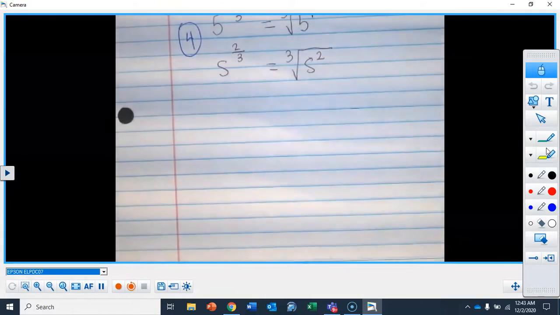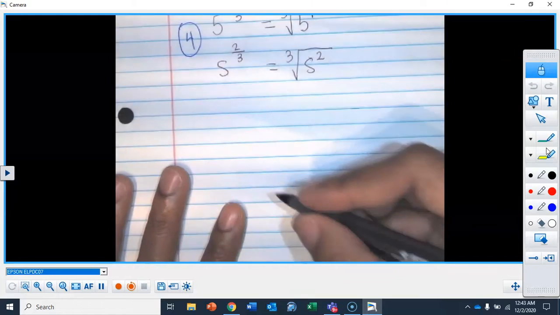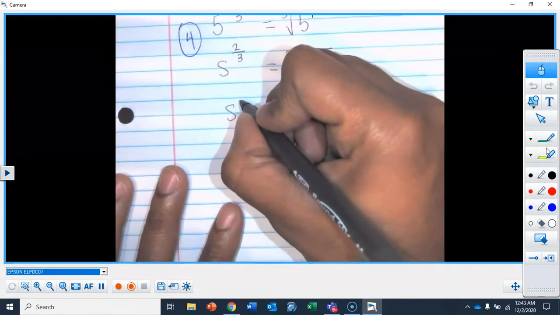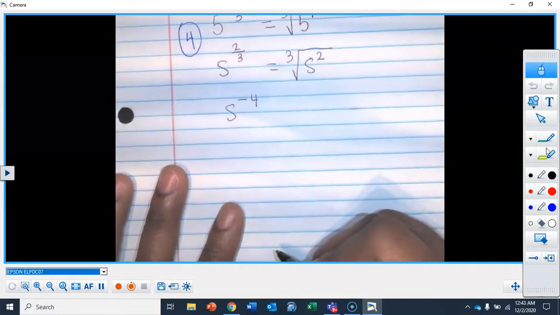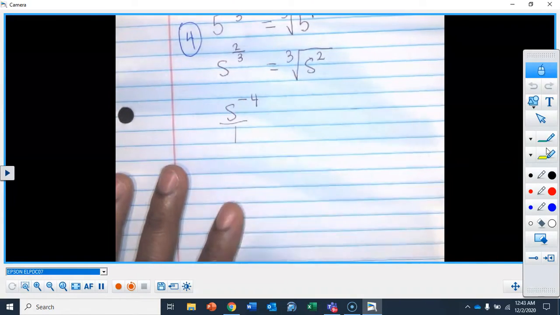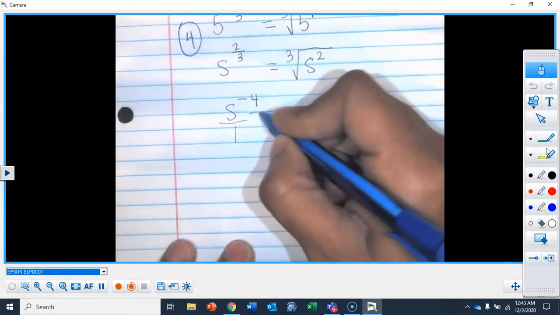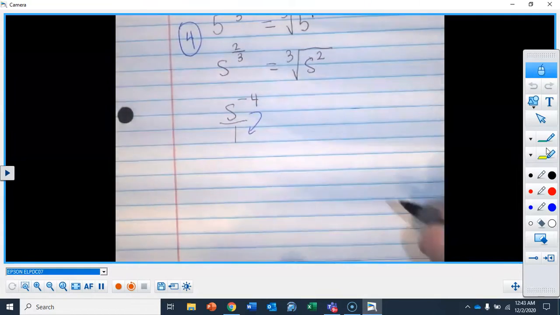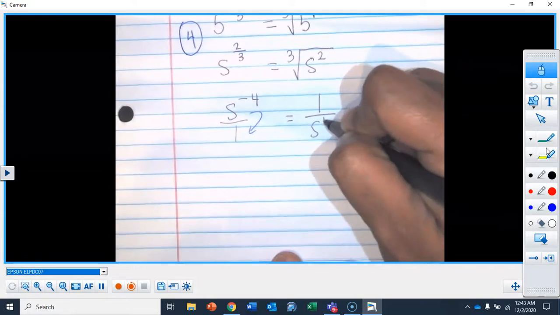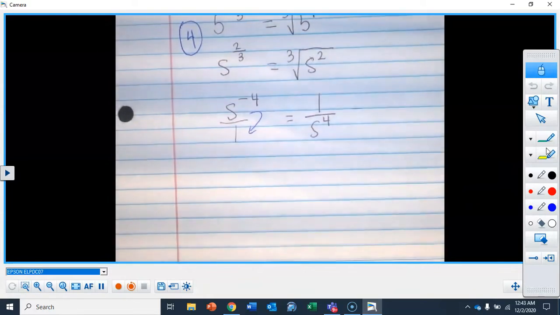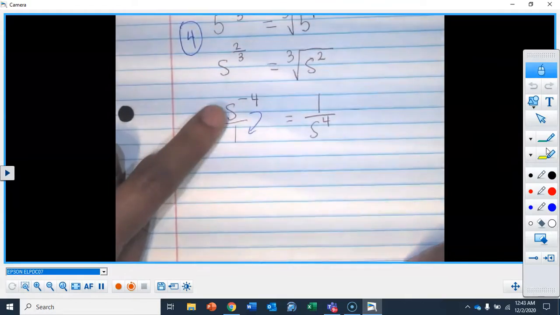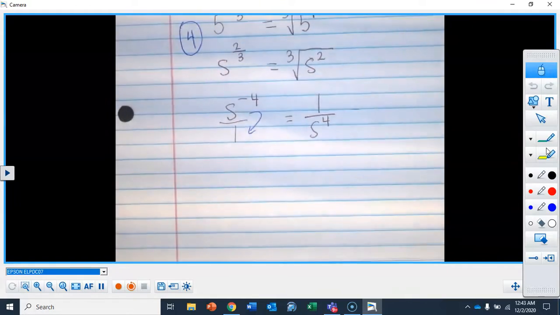So what happens when we have the negative power law? So again, if I have s raised to the -4, he's not happy where he is. You can act like this is over 1. He's just going to move down, and then he'll be happy. So here's what happens. It becomes 1/s to the +4. And I have talked about what happens when you have multiple variables, right? You move their positions. We'll see that.